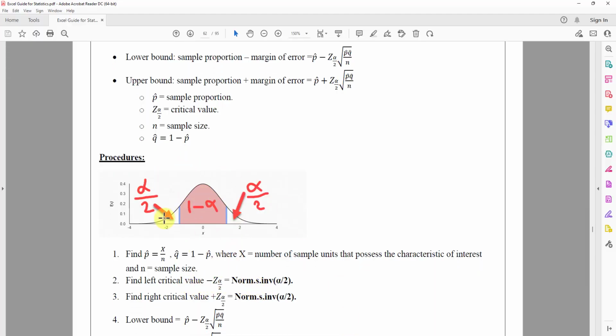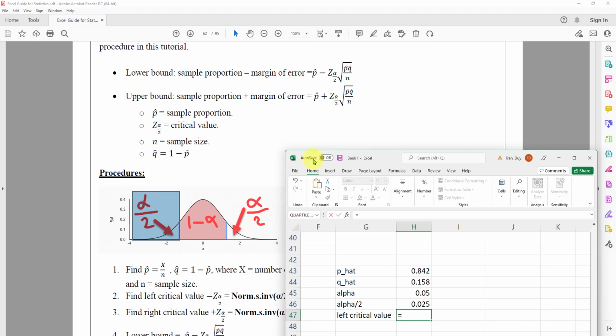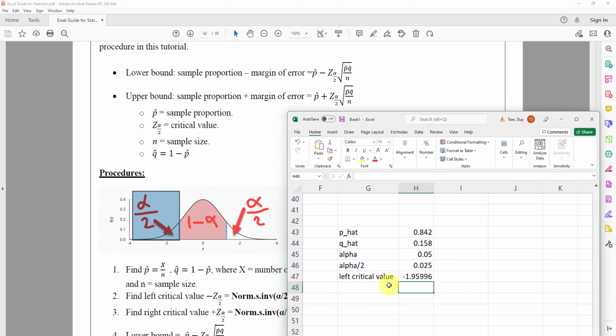Okay, to find the left critical value, go back to here. We use the norm.s.inv, the inverse norm, and we input the alpha over 2, which is the left area. So I input equal norm.s.inv, and then my left area is alpha over 2. So I click on alpha over 2. So I have the minus 1.95.